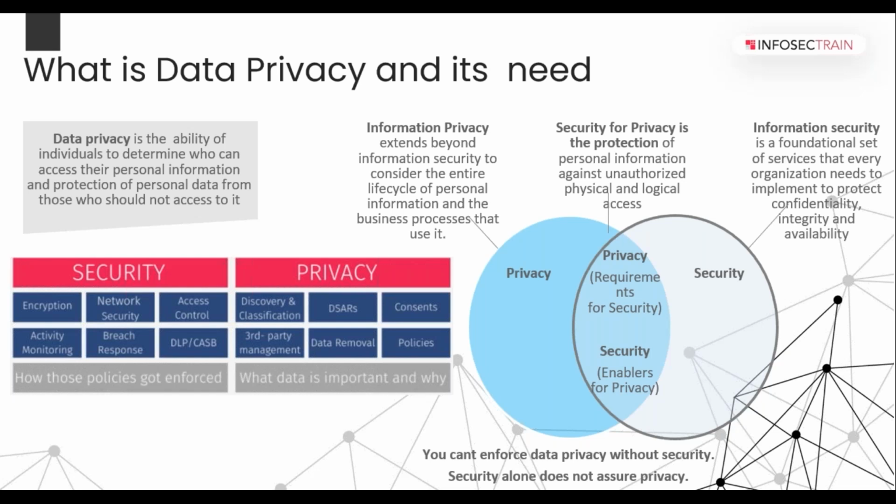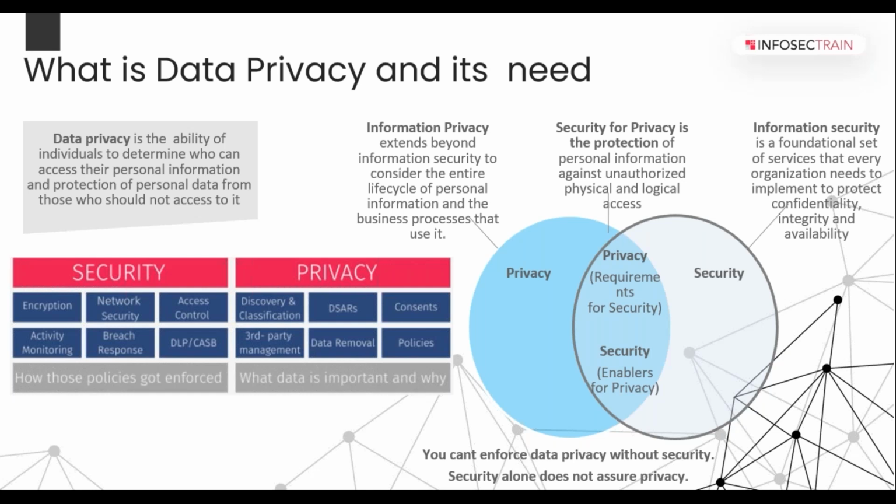And when I say information security, many people would be aware of it. It's a foundational set of services that predominantly revolve around protecting confidentiality, integrity, and availability. So we often call it the CIA triad. So that's the outset of what is data privacy and what is information security. I have also presented a small diagram showing the subtopics, or the areas covered in privacy and data security.